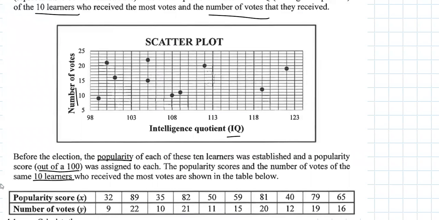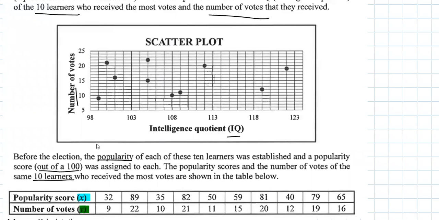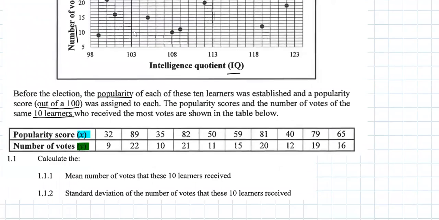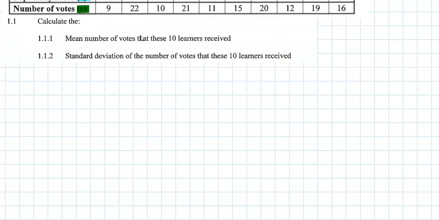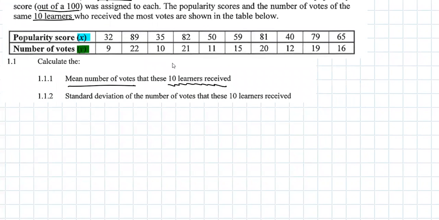So we have popularity score as our X, and we have our number of votes as our Y. Question 1.1.1, calculate the mean number of votes that these 10 learners received. Just to note here, it wants the mean, but it only wants the mean number of votes.